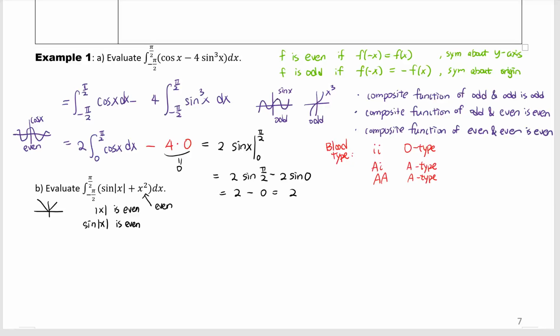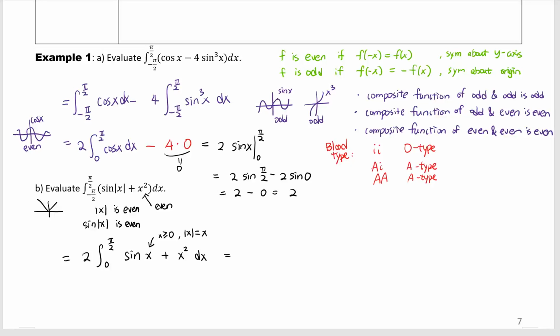So for an even function, the integral from minus pi over 2 to pi over 2 is 2 copies of the integral from 0 to pi over 2 of sine x. Actually here we don't need the absolute value of x because x is greater than or equal to 0, so the absolute value of x is just x. This is a good thing about restricting the interval between 0 and pi over 2. Then we can get rid of the absolute value of x.